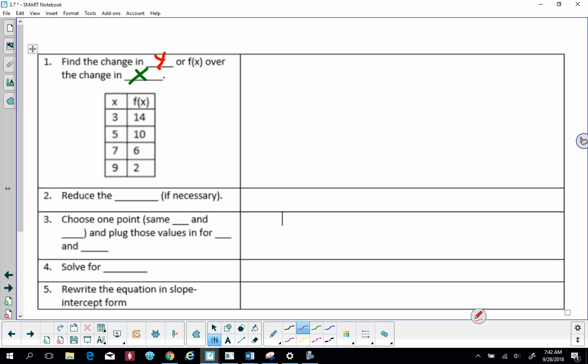So what's the change in y, or f of x, from 14 to 10? 4. Is it adding or subtracting 4? Subtracting 4. So I know I'm probably going to have a negative slope.